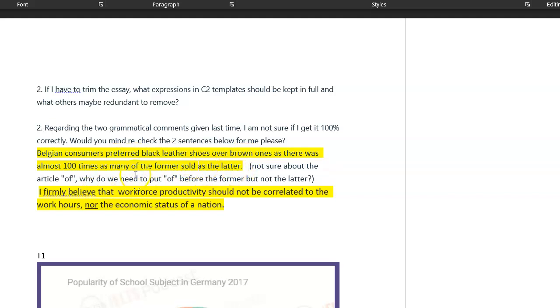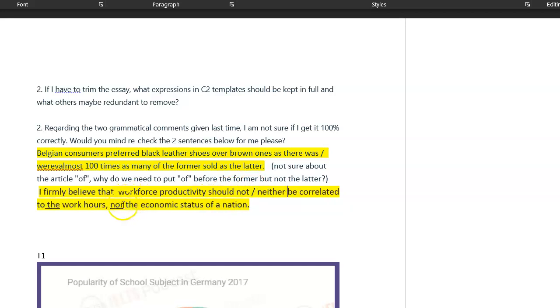So that is right. "I firmly believe that workforce productivity should not be correlated to working hours." You don't need the, sorry, take that out. And then remember that verb should be a plural. My fault if that wasn't spotted. Nor, so "not correlated, nor". When you've got negatives, it's the same as "or", but in the negative. So "should not be correlated to this nor that". If it was a positive sentence, it could be "or", but it's not "and", it's "nor". Or you could have "neither" here, which would be quite nice: "neither be correlated to this nor that". It's because it's negative. Okay, thank you for the grammar.